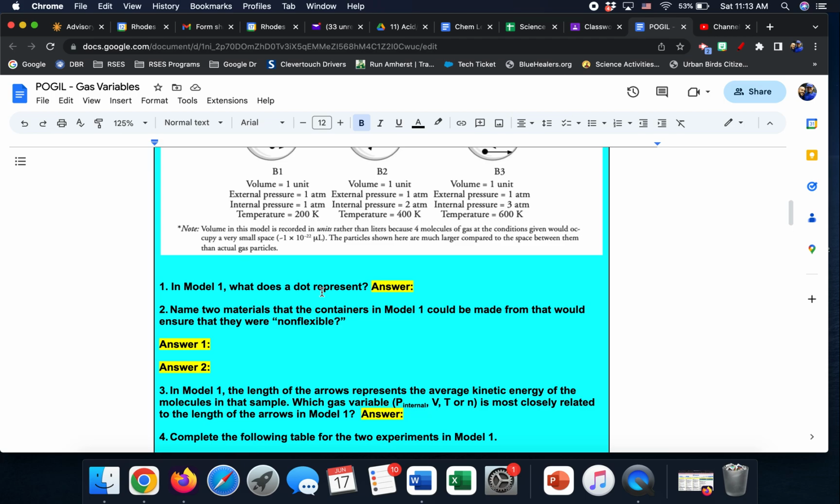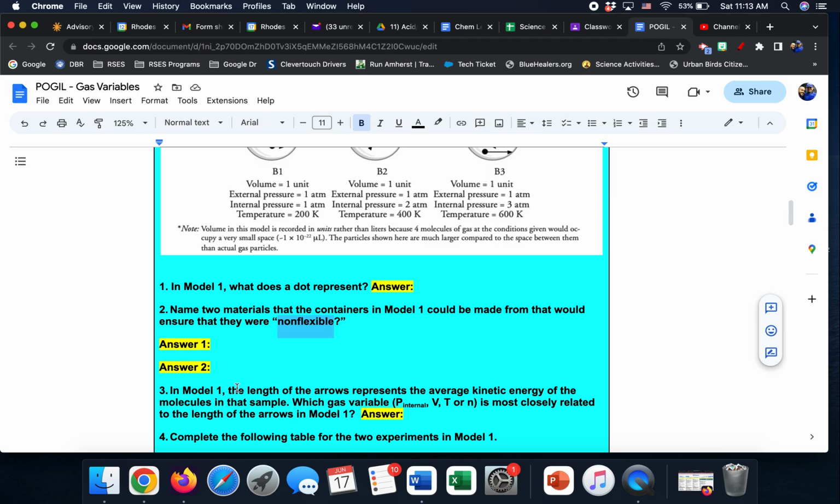Number 2, name 2 materials that could be made in Model 1 that would be considered non-flexible. And if you don't know what that means, it just means it won't get bigger or smaller. So like a balloon would not be a good answer because it's flexible, it could get bigger or smaller. So what 2 kinds of things could they put the gas in that would not get bigger or smaller?